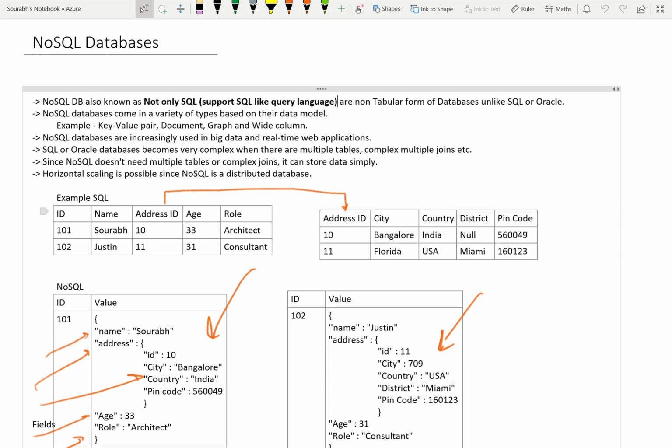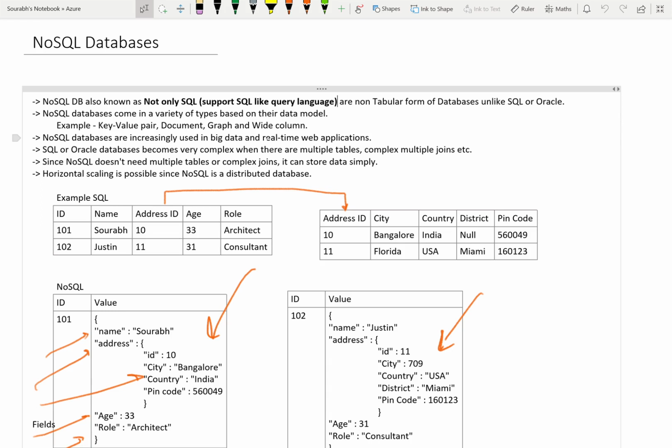If we talk about the fundamentals, NoSQL databases are non-tabular databases, unlike SQL and Oracle, which are tabular. There are varieties of NoSQL databases based on different types. Some examples are key-value pair, document, graph, and wide column. In the next video in this series, I'll talk about these examples in more detail. For now, we'll focus on NoSQL databases.